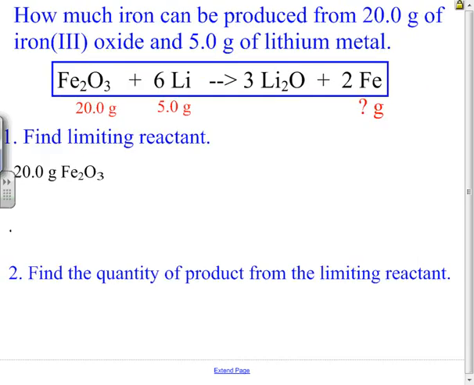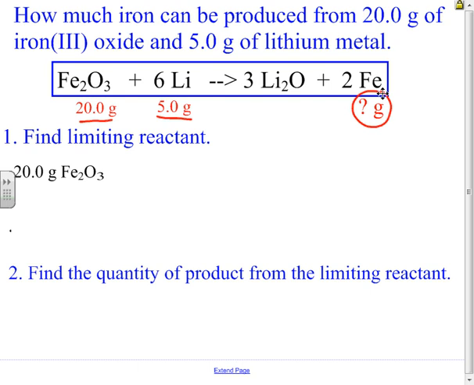How does this all work out in a problem? Again, it's the limiting reactant that determines how much of the product can be produced. So if I want to find out how many grams of iron can be produced from this reaction, I have to figure out, is the 20 grams of iron 3 oxide the limiting reactant, or is the 5 grams of the lithium the limiting reactant?